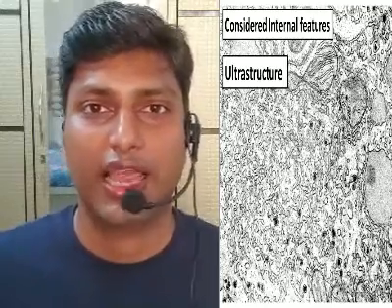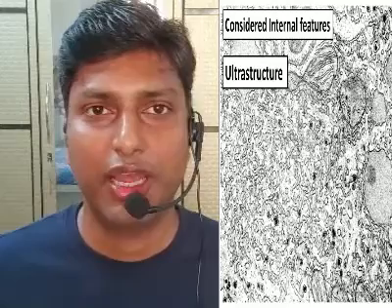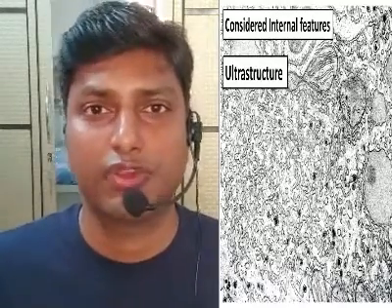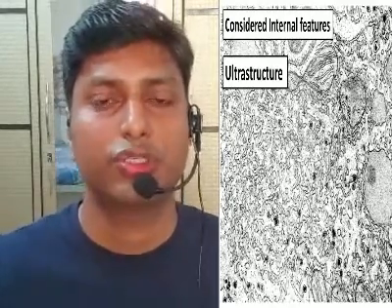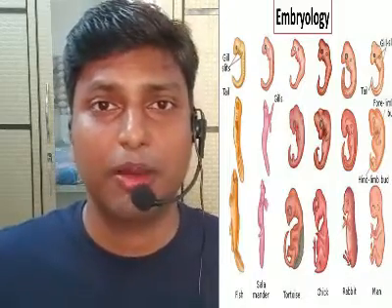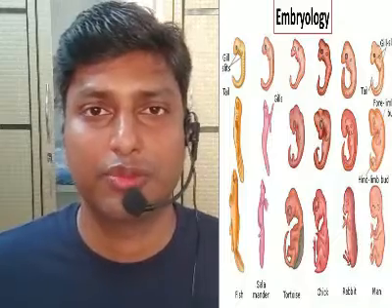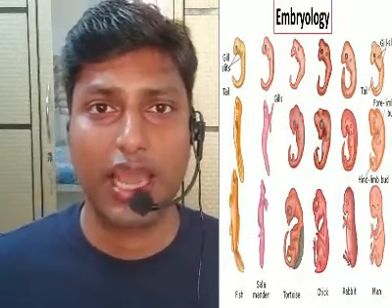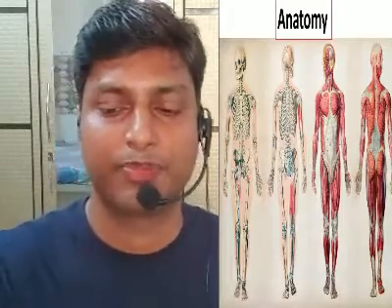The internal characters were, for example, the ultrastructure of the cell. What do we mean by ultrastructure? Ultrastructure means the internal structure of the cell. So they studied the cytoplasm of the cell, the nucleus of the cell, and the organelles of the cell. They also studied the embryos of different organisms. They compared the similarities and differences in the embryos of different organisms. Such a field is called embryology, my dear students. They also studied the anatomy of different organisms. Anatomy means the internal structures of different organisms.